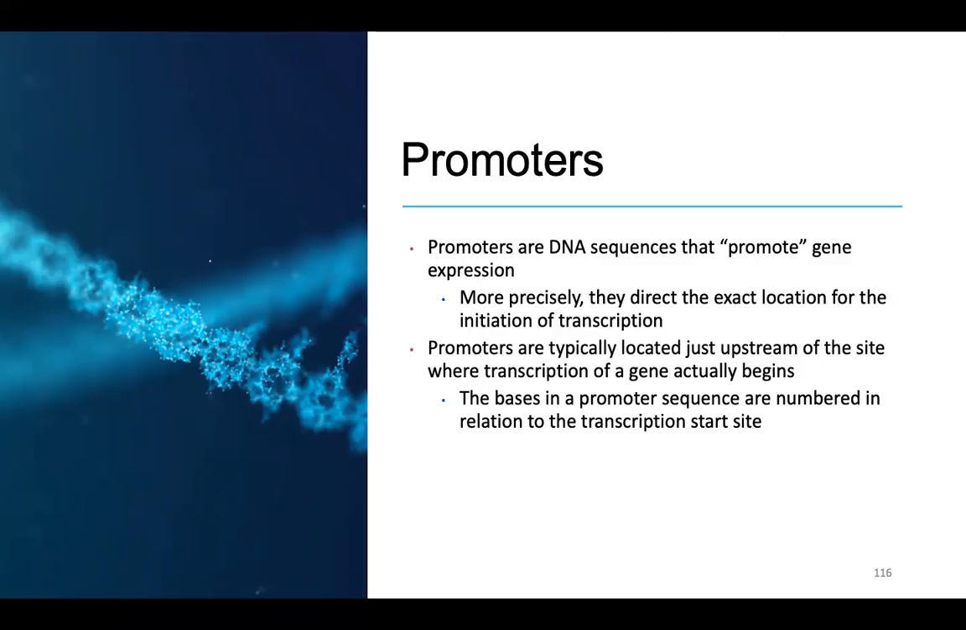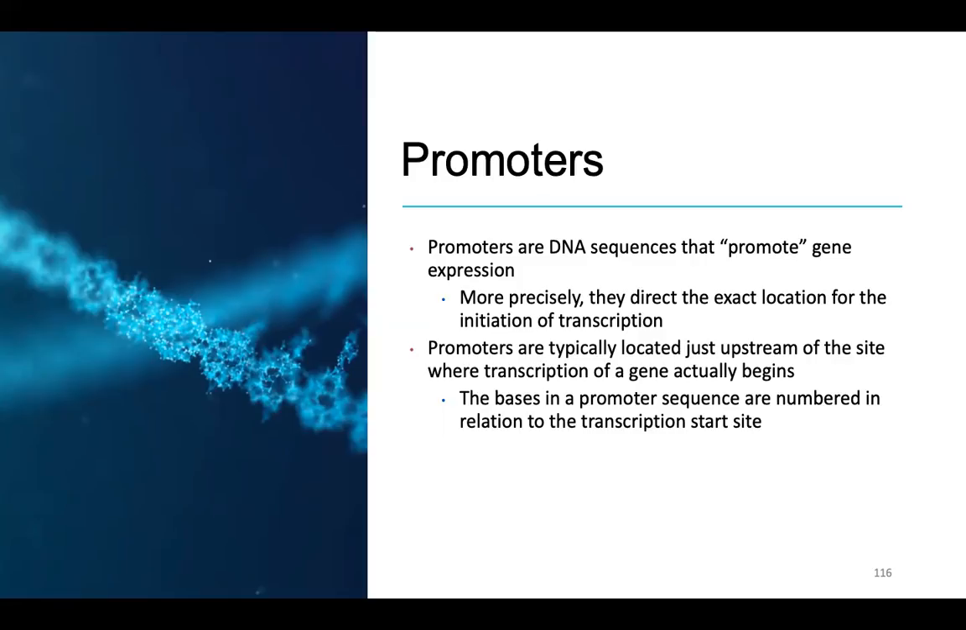When you say promoters, these are DNA sequences that promote gene expression. More precisely, they direct the exact location for the initiation of transcription. It tells our RNA polymerase that, hey, this is the site of gene X. For example, gene X codes for collagen. So this is the site. So we start here, this is your starting point, this is where you bind.